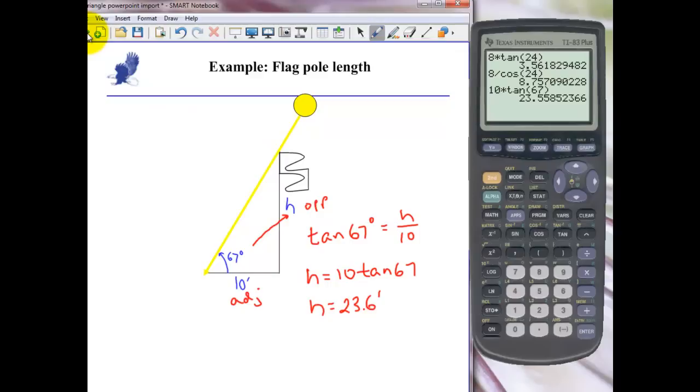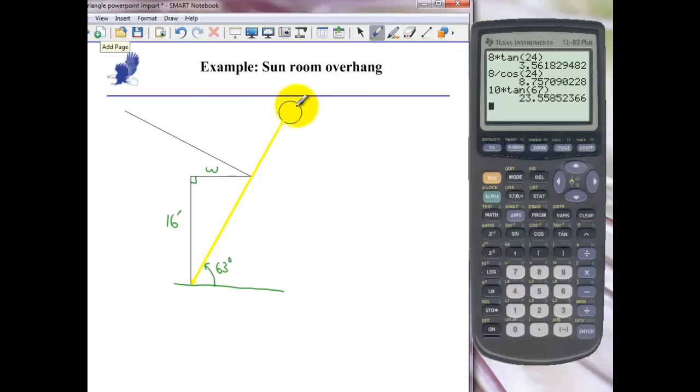And finally, our last example, we have the sun shining down on a house. The house has an overhang. The sun, when we look up at it, is 63 degrees. Our house up until the overhang is 16 feet, and we want to find the width of the overhang. Now we assume this is a right angle. So these two angles have to add up to 90. So this angle has to be 27 degrees for those two to add up.